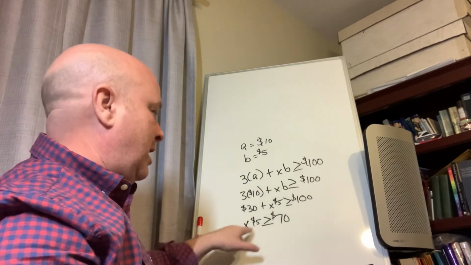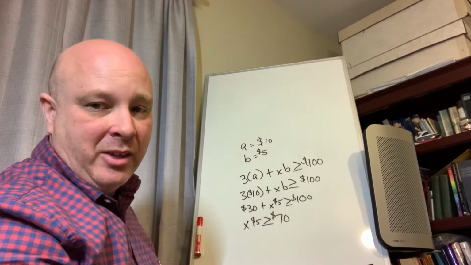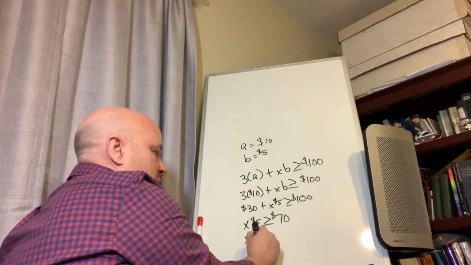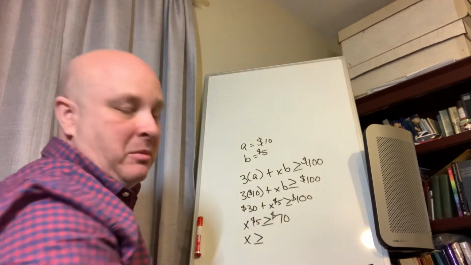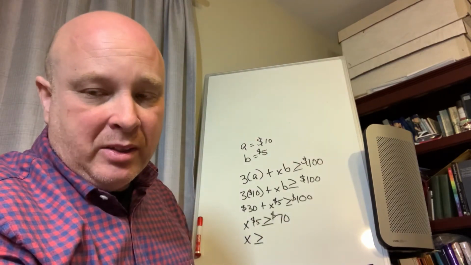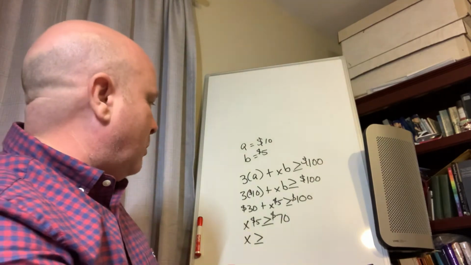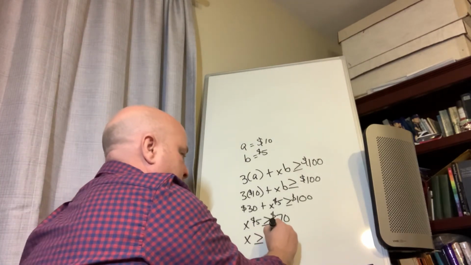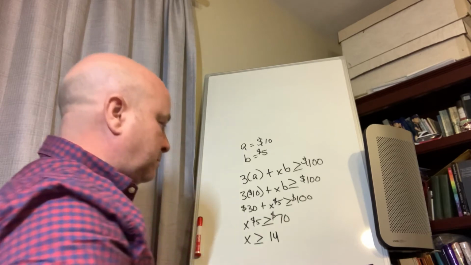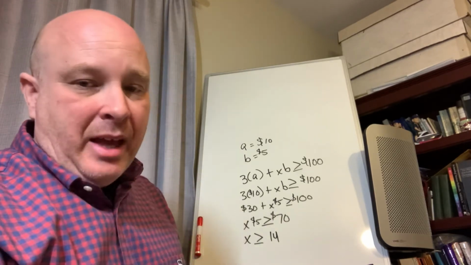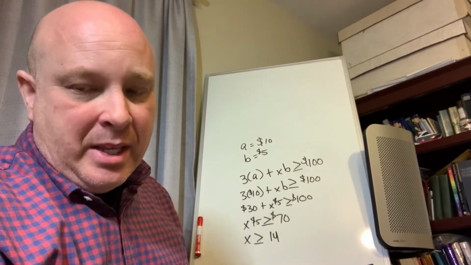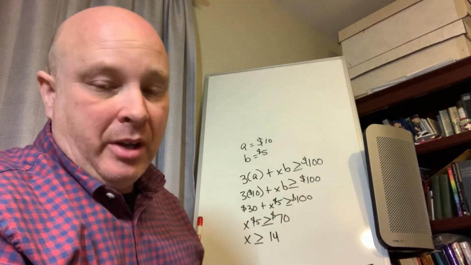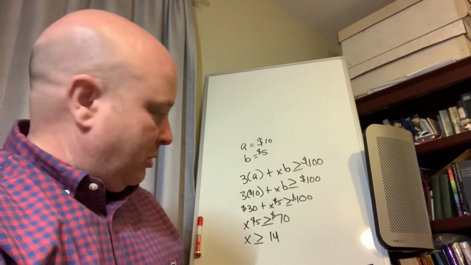Now to get x by itself, I'm going to divide both sides by 5, right? So x is going to be greater than or equal to, well, how many times does 5 go into 70? That would be 14 times. In other words, he has to work at least 14 hours of laundry at $5 an hour if he wants to earn $100, at least $100, okay?